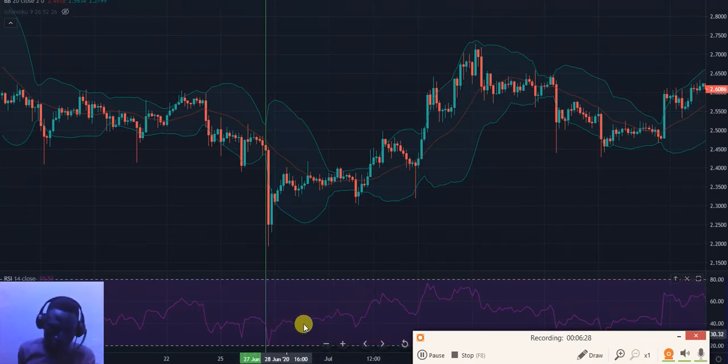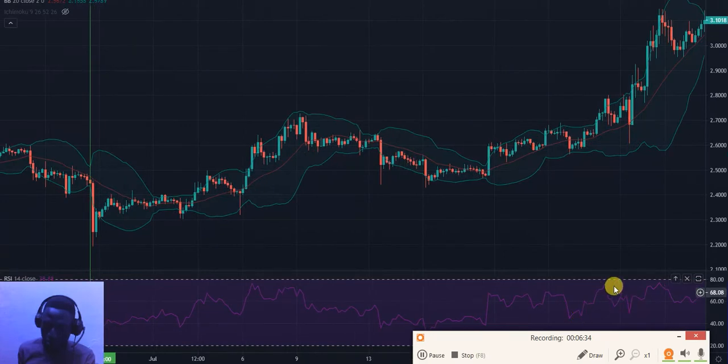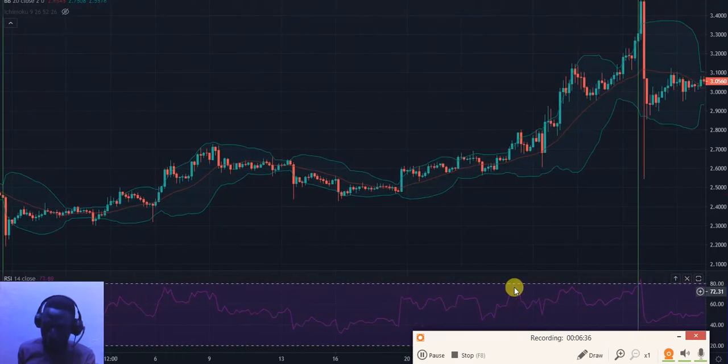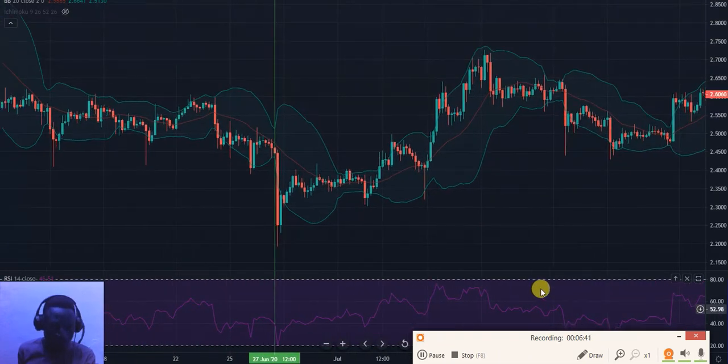Here, when the price touches there, it moves up. When the price touches there, it came down. It touches there, it moves up. You consider it like that. It touches there, it came down, it came down, it came down. So without combining, I'm looking at the Bollinger Band too.